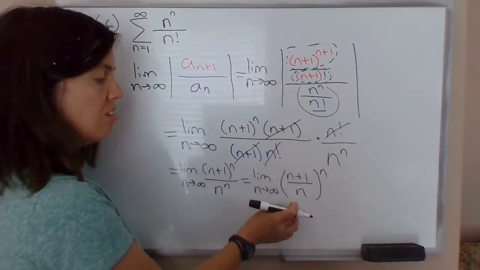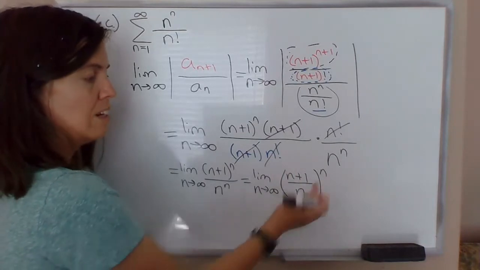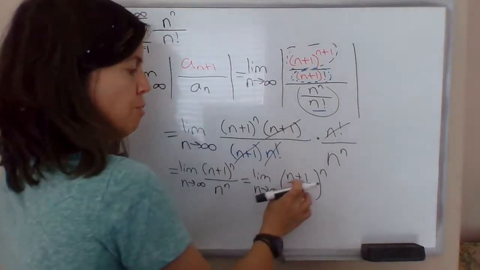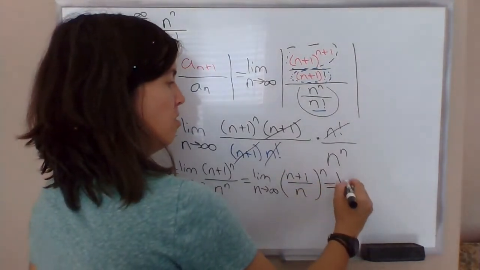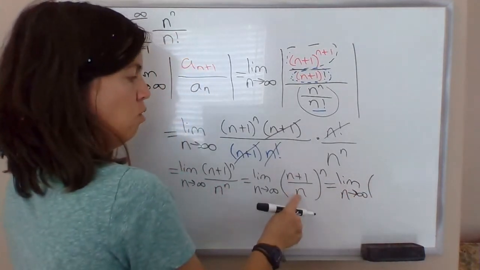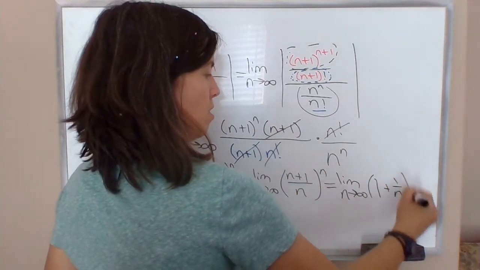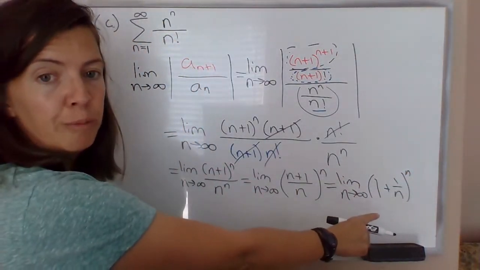Now notice this thing has the form, so it's approaching 1 inside here, 1 to the infinity, which is an indeterminate form. But what if we broke up this numerator here? So divide each part by n. So this is the limit as n approaches infinity of n over n, which is 1, plus 1 over n, raised to the n. And now hopefully that limit looks a little bit familiar to you.